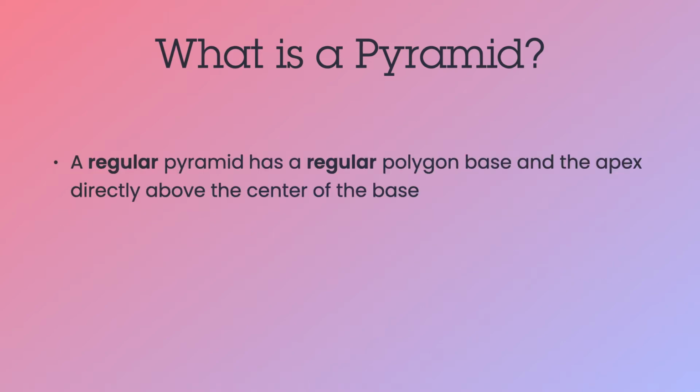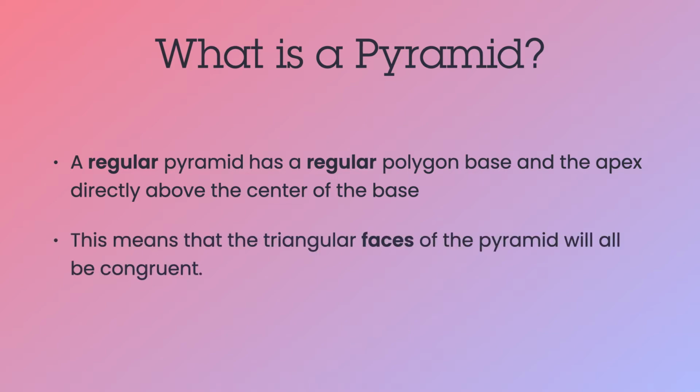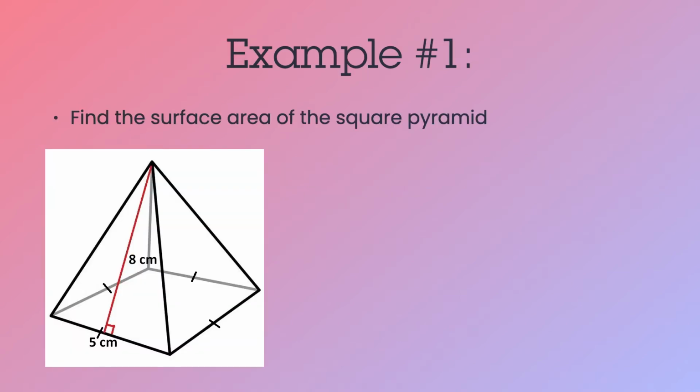Now a regular pyramid is what we'll be focusing on mostly. A regular pyramid has a regular polygon base, and the apex is directly above the center of the base, which means that the triangular faces of this pyramid will all be congruent. And we'll be able to use that as a shortcut, kind of like we used that shortcut with the rectangular faces in our regular prisms.